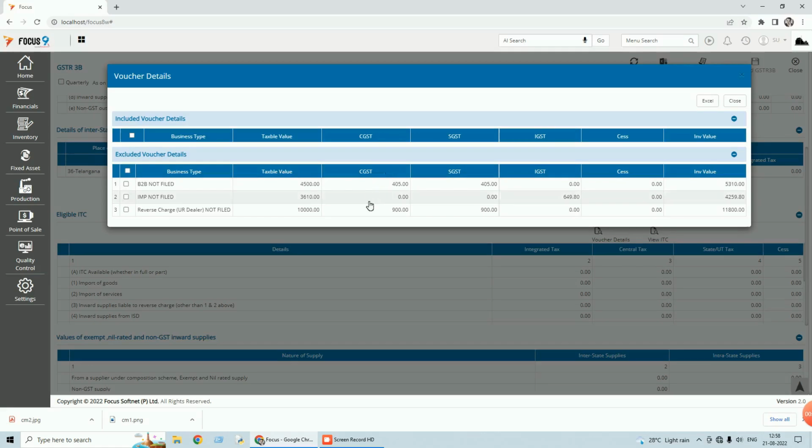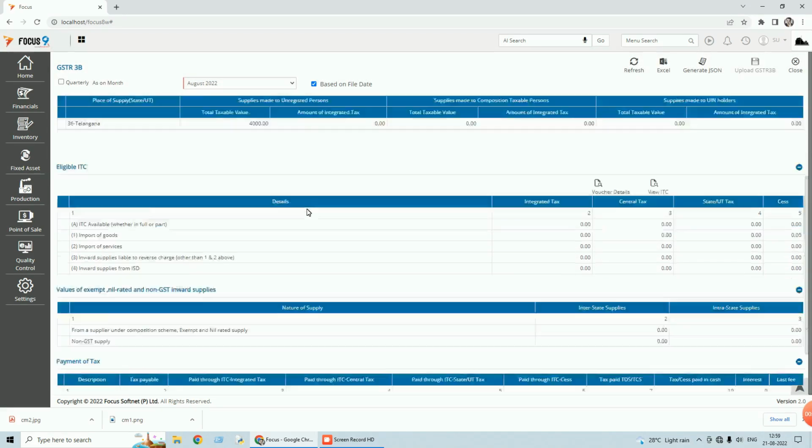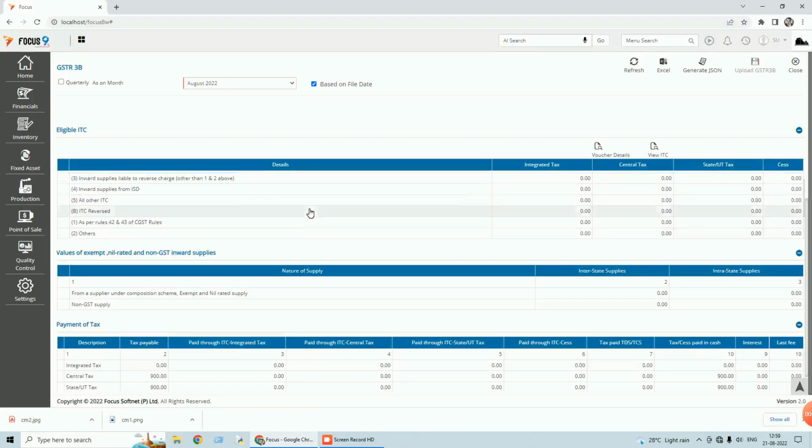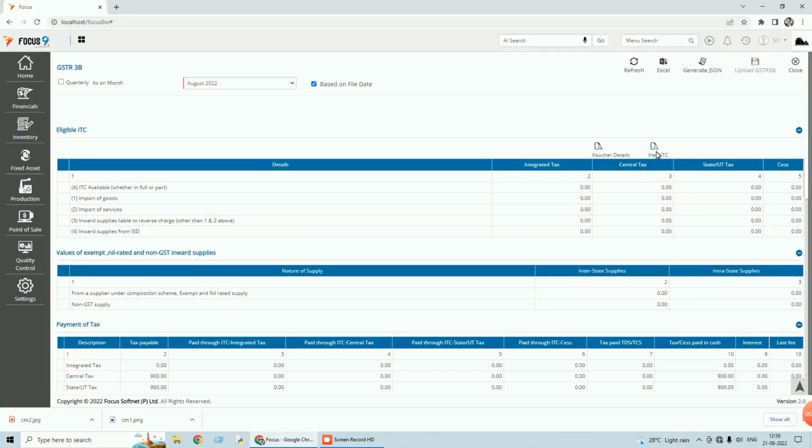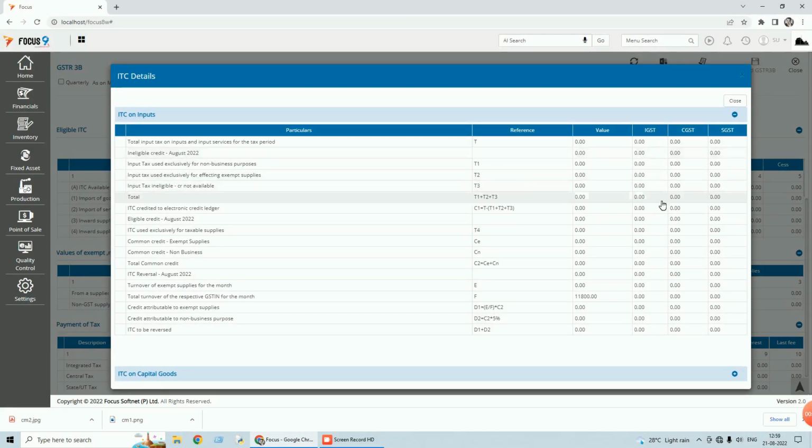It is showing me all the details for local, import as well as reverse charge. So for all these vouchers we are eligible. If you want, you can export this. You can select here and you can export this to Excel. You can export this report to Excel also. Other than this, here it will show you view ITC. Here also one report. You will get it.